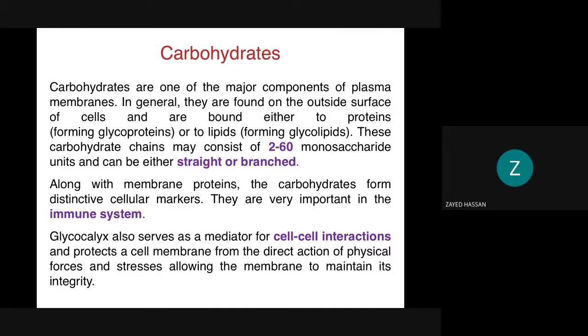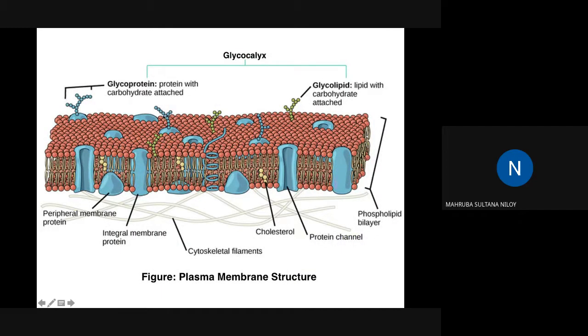So these carbohydrates are actually 2 to 60 monosaccharide units, and they may be straight chain or branched. If we go back to the figure, they may be either straight chain or branched. Is it clear?